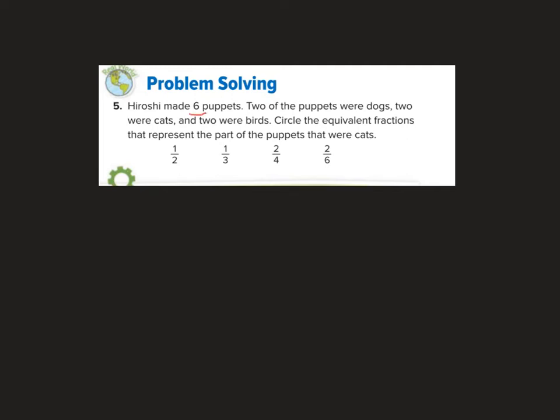Hiroshi made 6 puppets. 2 of the puppets were dogs, 2 were cats, and 2 were birds. Circle the equivalent fractions that represent the part of the puppets that were cats. So we know the denominator is going to be 6. And how many were cats? 2 were cats. 2/6. So I have the option of either multiplying both the numerator and denominator by the same number or dividing them both by the same number.